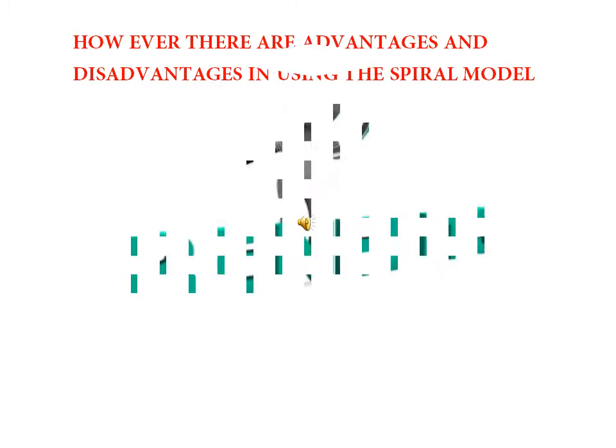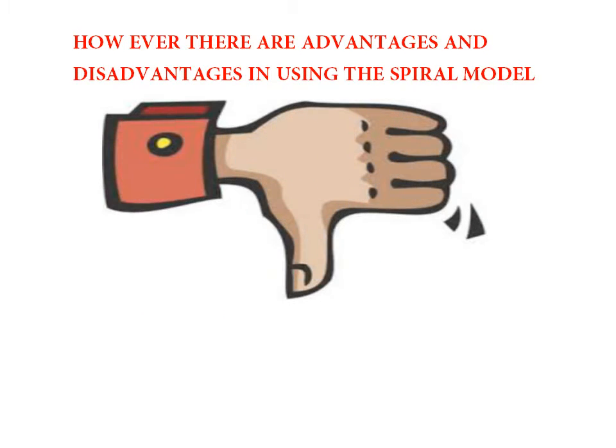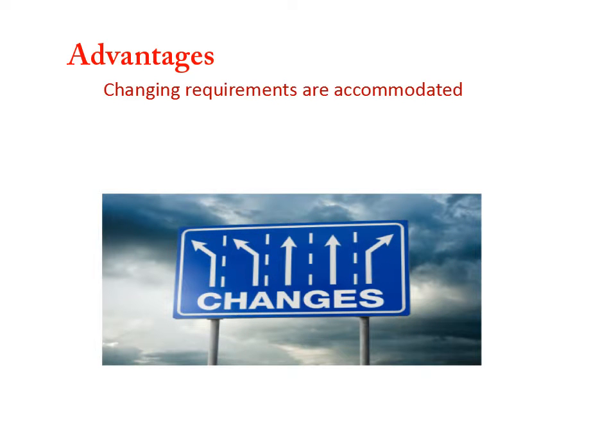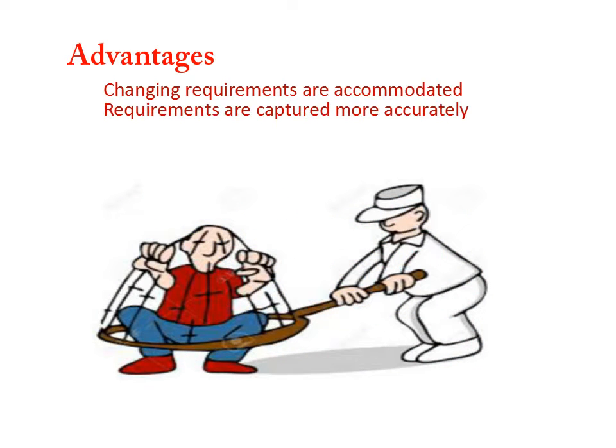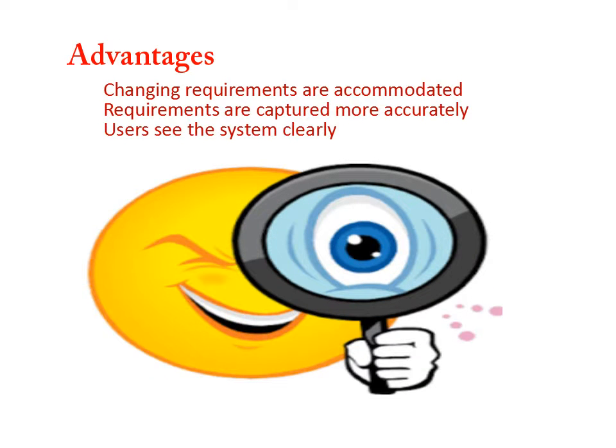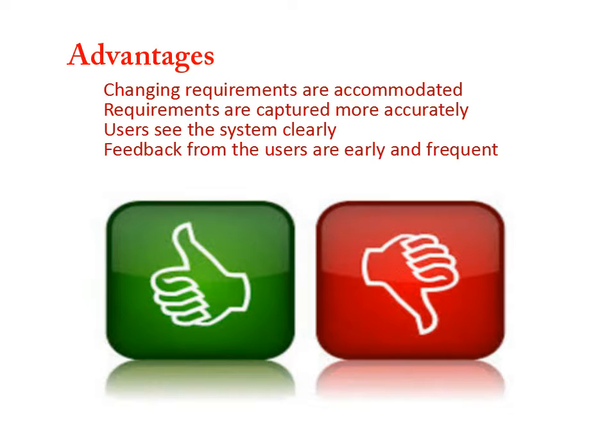However, there are advantages and disadvantages in using the spiral model. The advantages are: changing requirements are accommodated. Requirements are captured more accurately. Users see the system clearly. Feedback from the users is early and frequent.